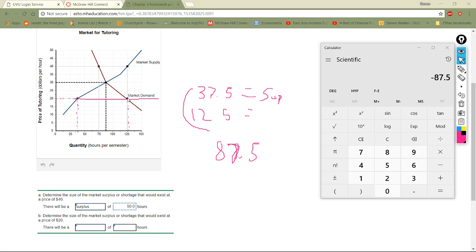surplus or shortage. Which one's bigger right now? Well, we have more people demanding it. Let me write this down so you can see. We have more people on the demand side than on the supply side. So people are going to be fighting for what little supply is there at that price. Okay, so that means you're going to have a shortage.